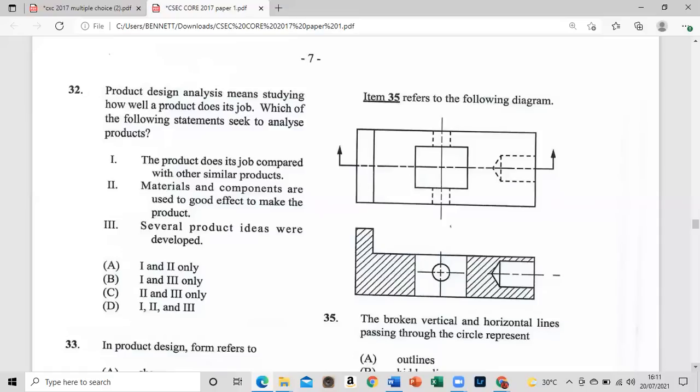The product does its job compared with other similar products. Two, materials and components are used to good effect to make the product. So that is one and two. Let's move on to 33.